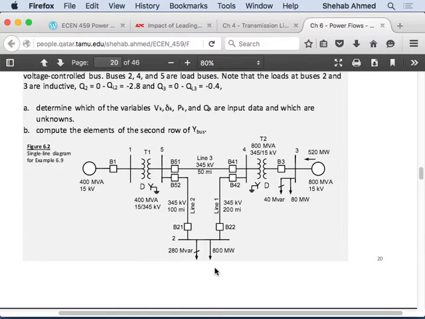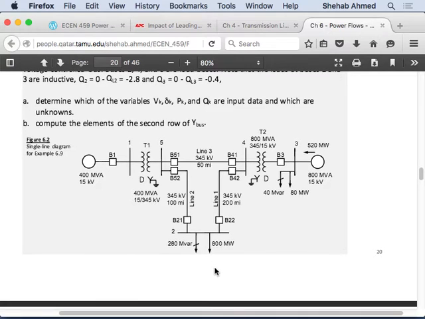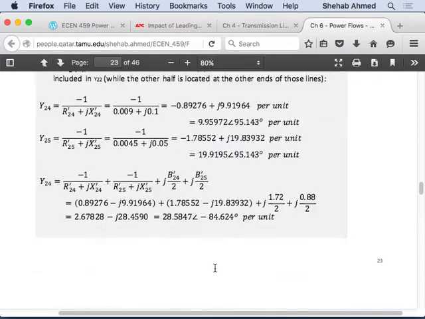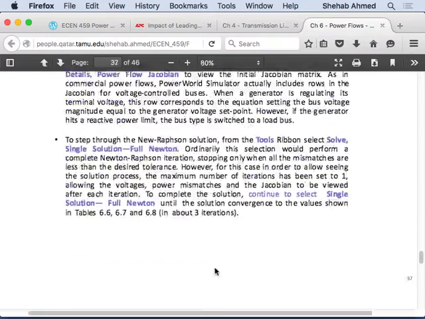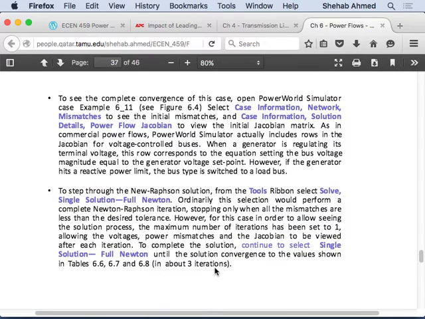Then we went ahead and calculated the power mismatch vector at iteration 0, and the elements of the Jacobian matrix at iteration 0. We did that, right? Is there a way to check your answer? The good way to check your answer is to actually do the simulation. The slide says that to see the complete convergence of this case, open the Power World simulation. This is example 611 in your Power World examples.